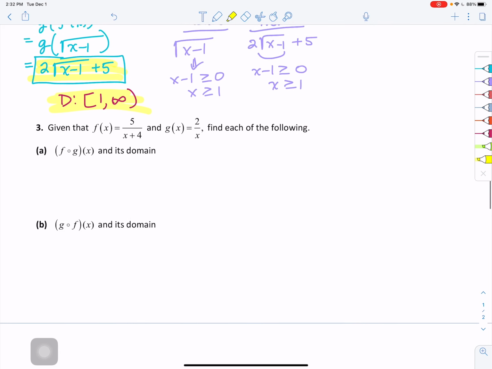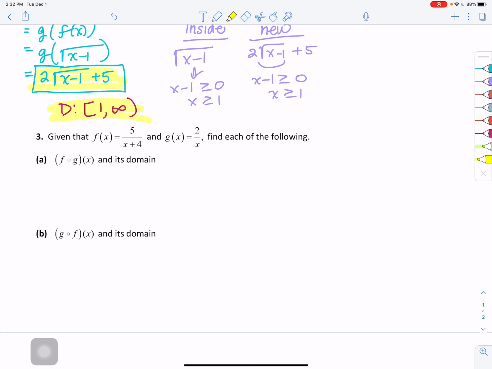Okay? And let's take a look at our last problem. Remember, we can't have 0 in the denominator, so we do have to be very careful. But we have the same process. So f composed with g of x is f of g of x, f of 2 over x.